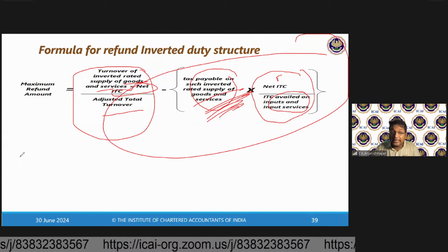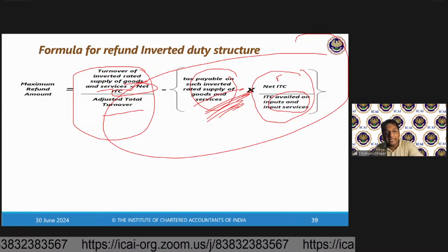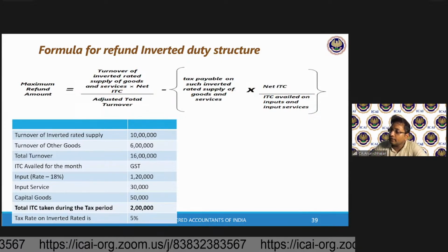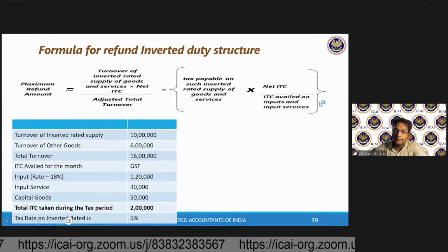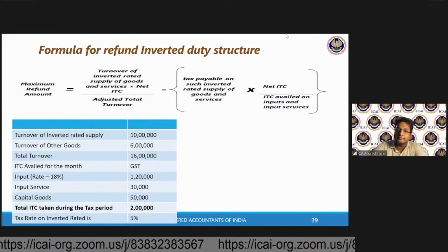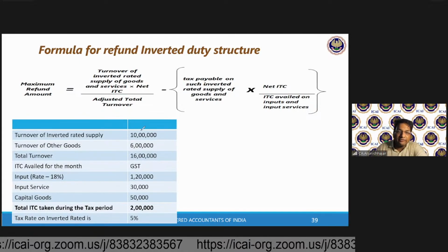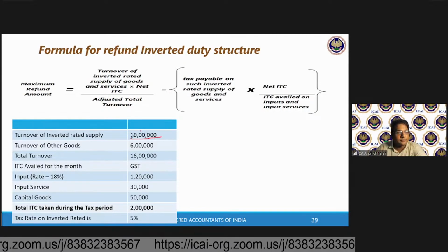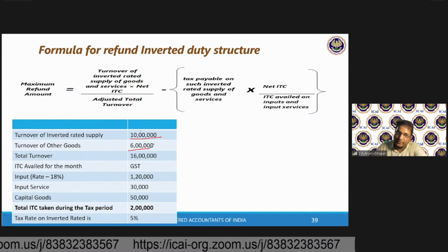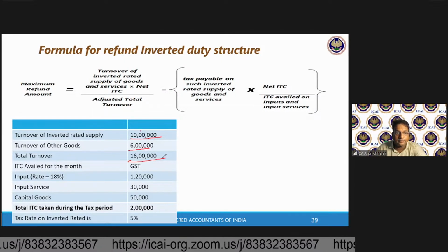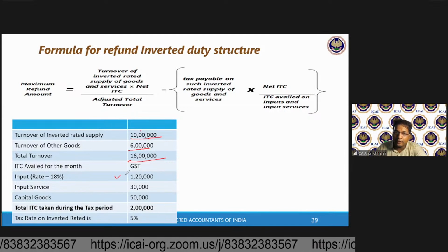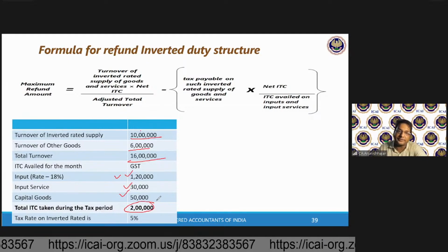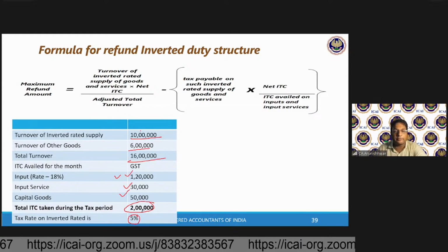Now, we'll explain once again. This is my example. I'm directly coming to the example solution. I have the inverted rated supplies of rupees 10 lakh. Turnover of other goods 6 lakh rupees. Total turnover 16 lakh. ITC availed: input 1,20,000, input service 30,000, capital goods 50,000. Total ITC is 2 lakh rupees.